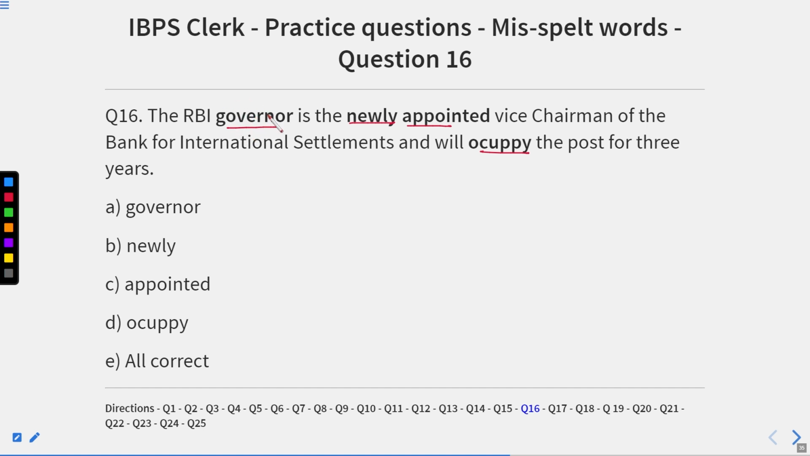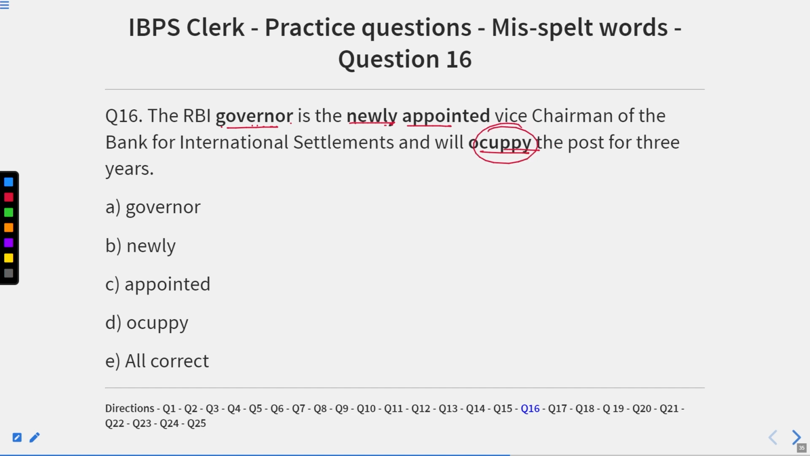So, the first word is governor. Spelling of it is Governor. The spelling is correct. Now, let us see another word, that is newly. Newly. This word is also correct. Appointed, appointed. This word is also correct. And after that, we have occupy.